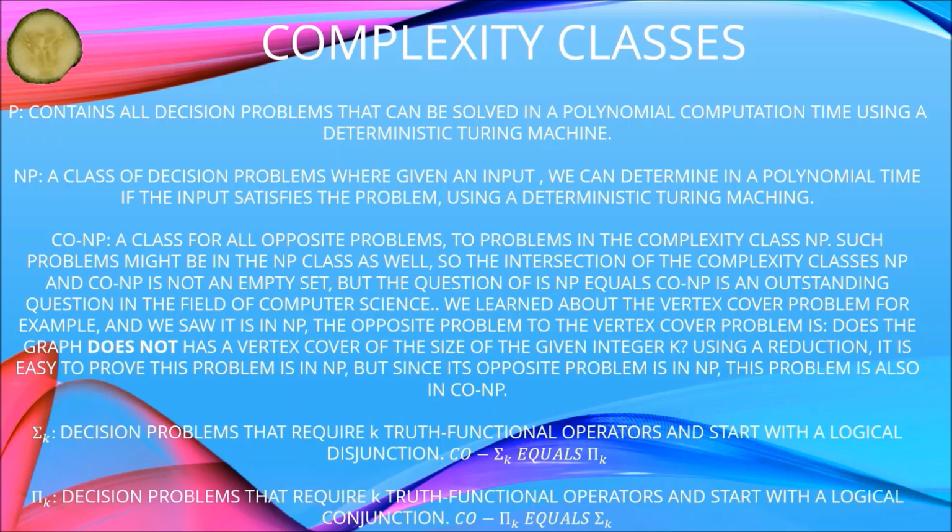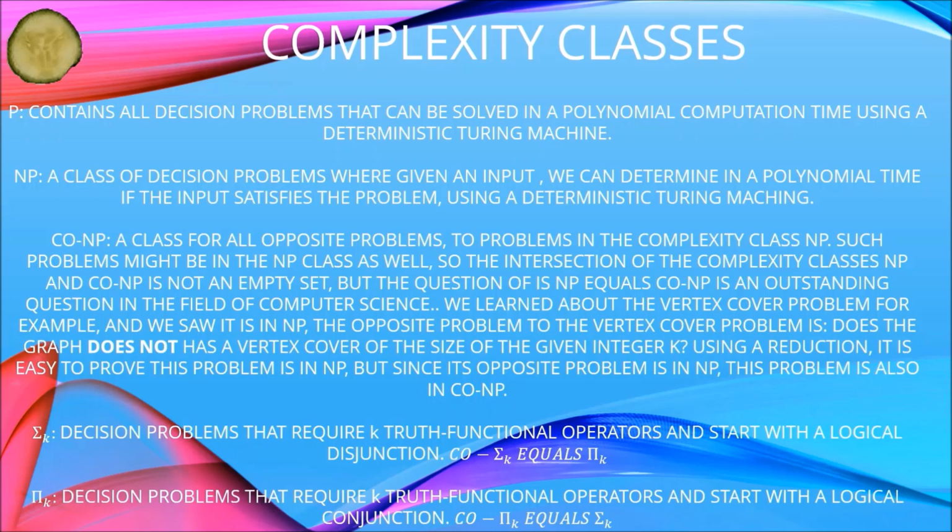coNP is a class of all opposite problems to problems in the complexity class NP. Such problems might be in the NP class as well, so the intersection of the complexity classes NP and coNP is not an empty set. But the question of whether NP equals coNP is an outstanding question in the field of computer science.